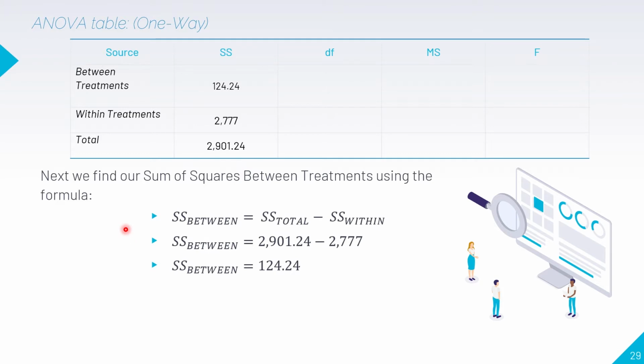Next, we find our sum of squares between treatments using the formula SS between is equal to SS total minus the SS within. So we just need to subtract this one to obtain our between treatments. So our SS between now is 124.24.